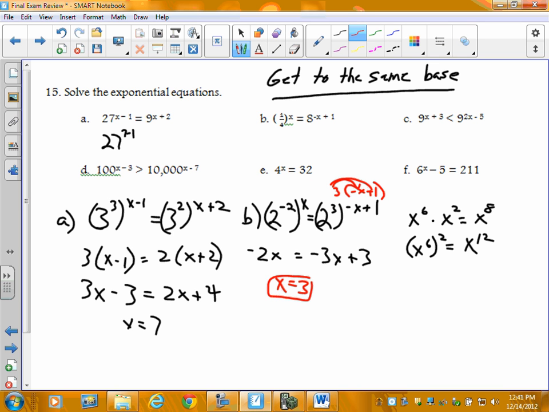Remember, letter C here. Got to have the same base. Again, 9 to the x plus 3 less than 9 to the 2x minus something. I've got the same base. Since I've got the same base, it's nothing more than just dropping the base and setting the exponents up equal to each other. Be careful in this one. Subtract this over, you get x. Add that over, you get 8.